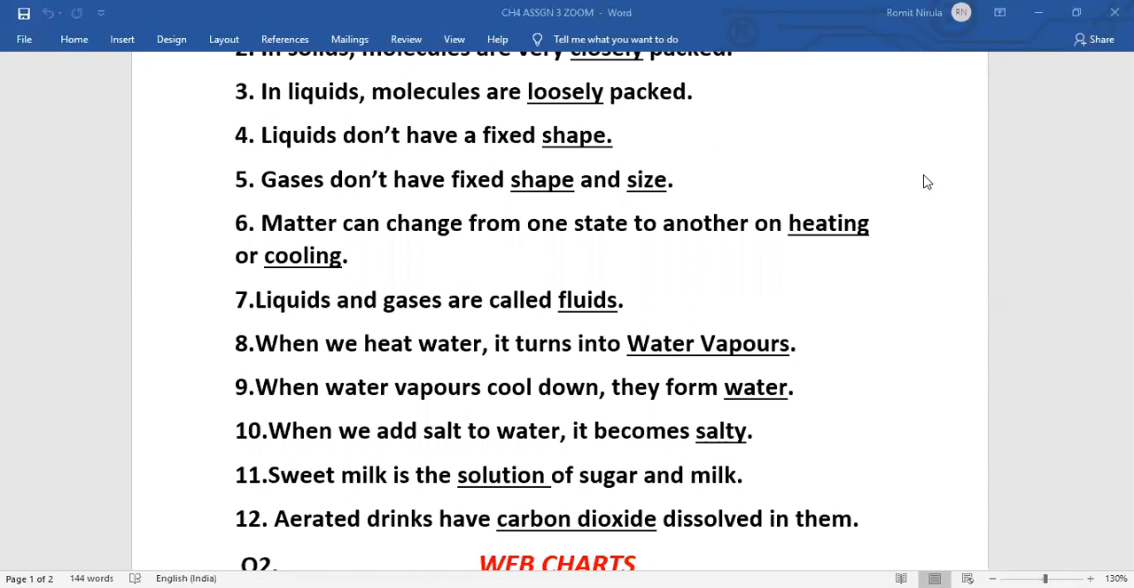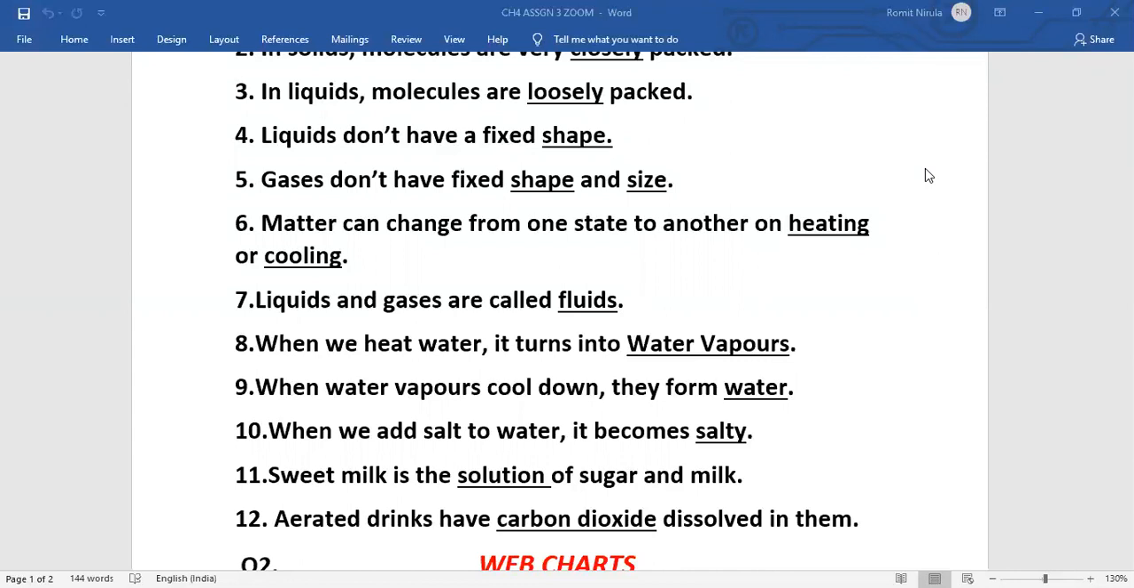Number 7. Liquids and gases are called fluids. Number 8. When we heat water, it turns into water vapors. That means steam. Number 9. When water vapors cool down, they form water. Number 10. When we add salt to water, it becomes salty.